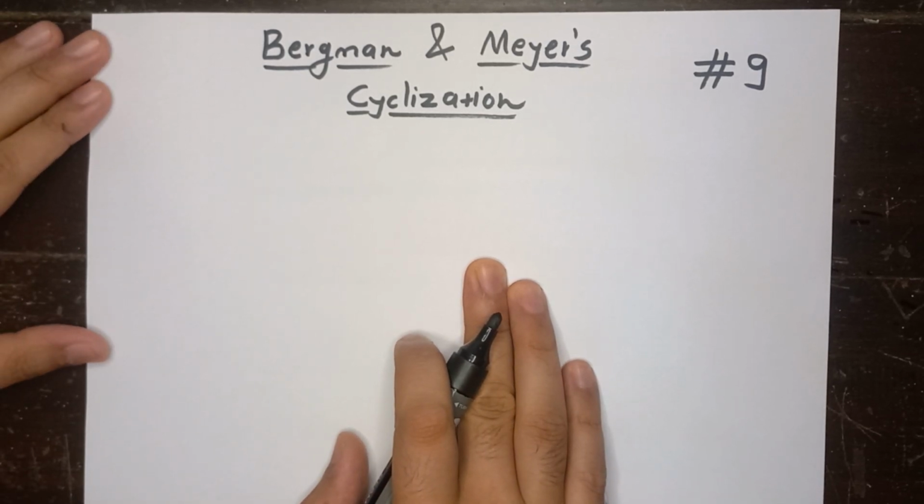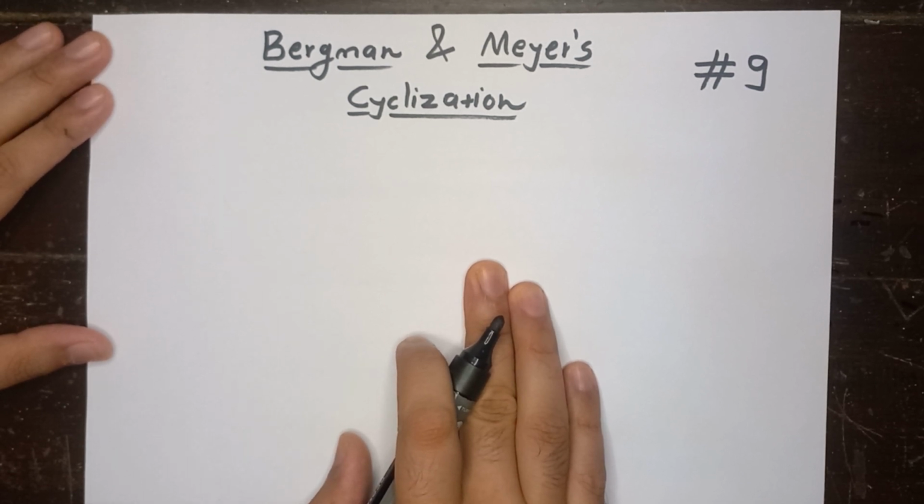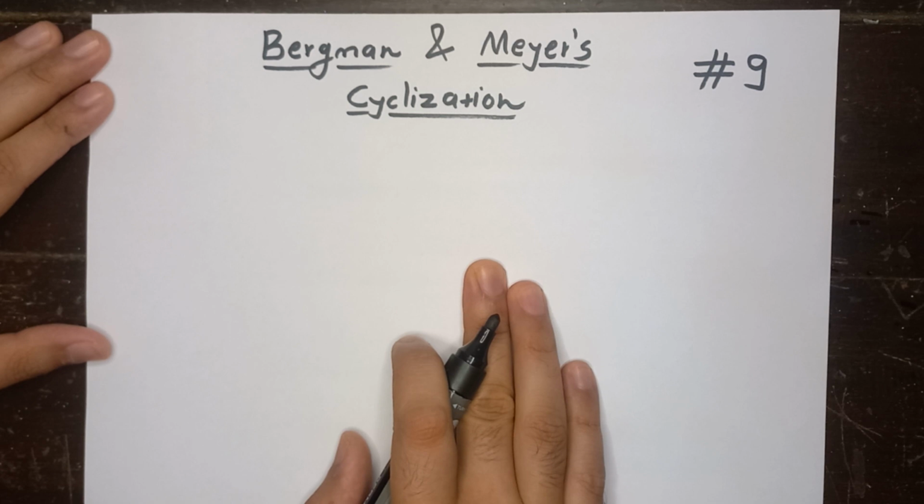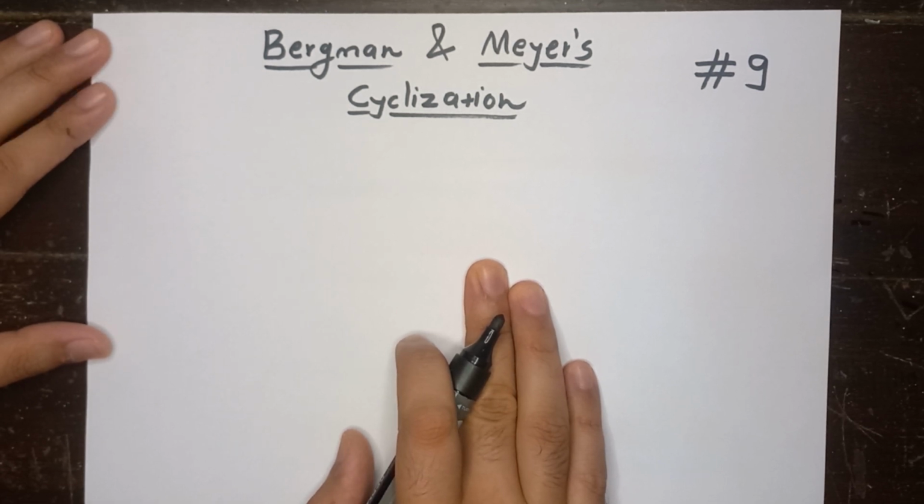Alright, so this is the ninth video in the series of name reactions, and today we are going to discuss Bergman and Meyer's cyclization. But before we jump into the reaction, its mechanism and some practice problems, we need to discuss some basics.